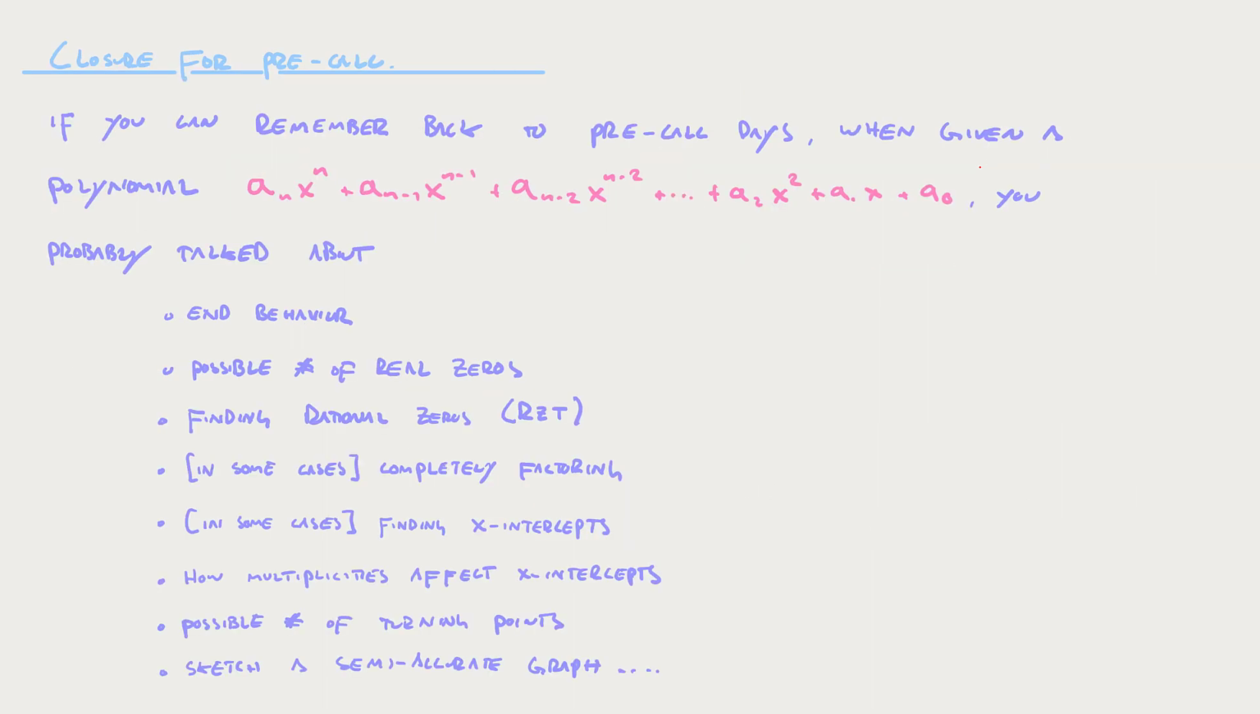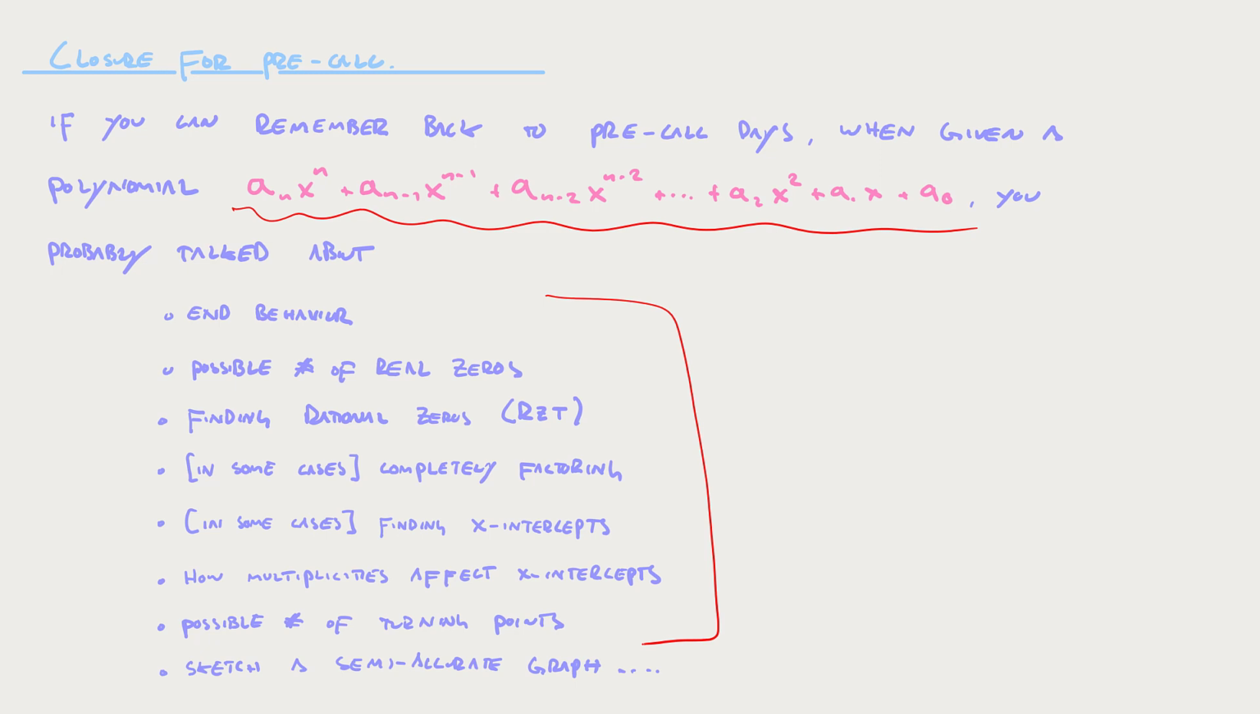Now, this is for all the students that have come from a pre-calculus class recently. You might remember that when you're talking about polynomials, which are of this form, that's just the general definition of a polynomial, then in pre-calculus, we were able to talk about stuff like end behavior, possible number of real zeros, finding rational zeros with the rational zeros test, completely factoring and finding x-intercepts sometimes, if we're given the right polynomial, how multiplicities affect the x-intercepts, the possible number of turning points for specific graphs. And we were able to use all of this information to get a pretty good idea of what the graph of our function looks like.